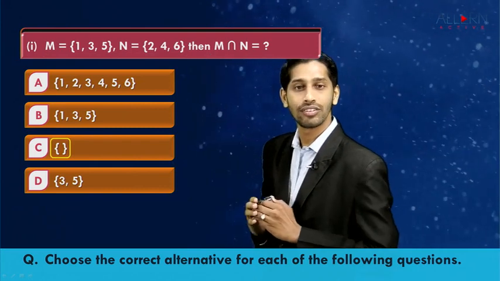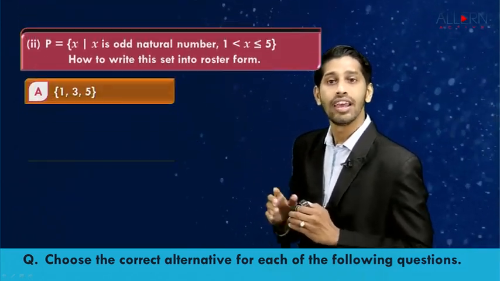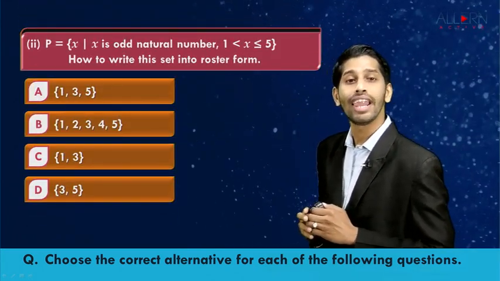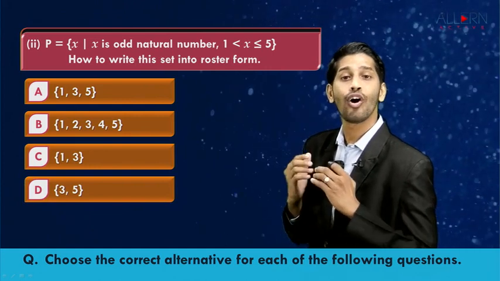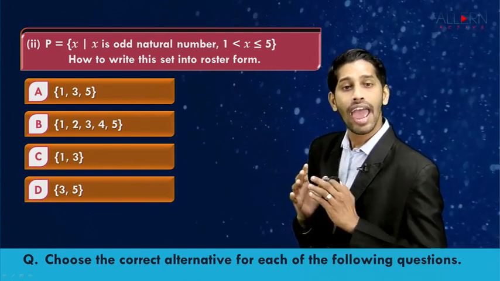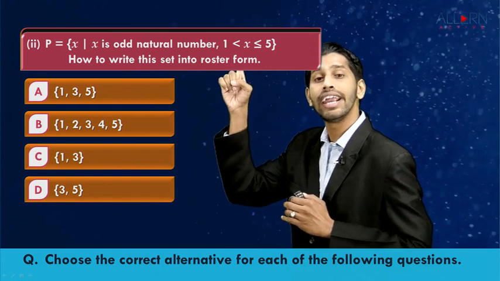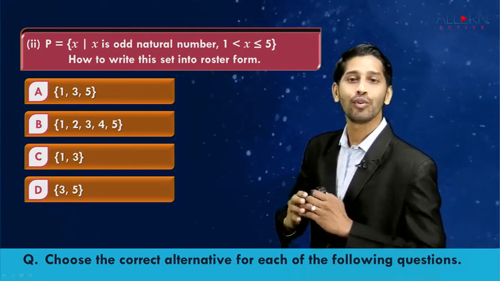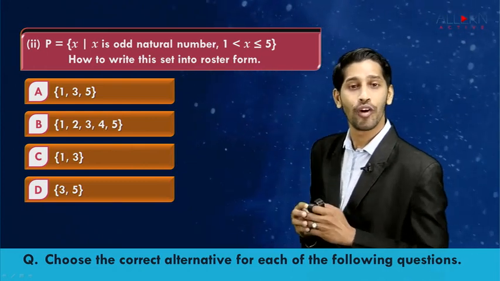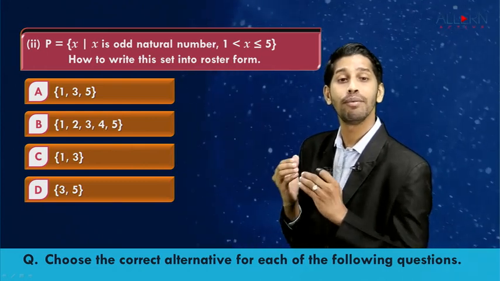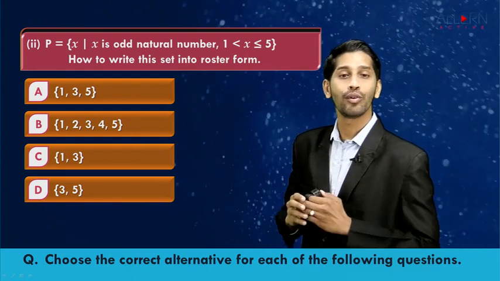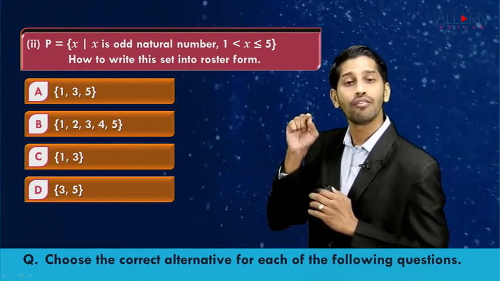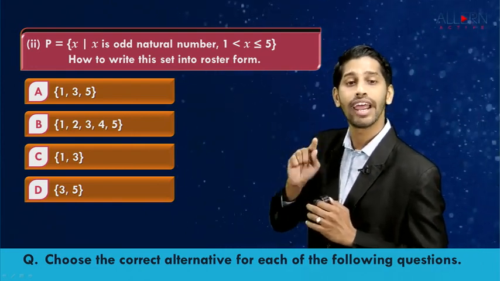Let's take another question. The question says that P is a set of all x such that x is an odd natural number and x is greater than 1 but less than or equal to 5. We have to write this set in roster form. That means the question is given in set builder form and we need to write it in roster form. So whatever comes after that small vertical line, 'such that', we need to solve it.